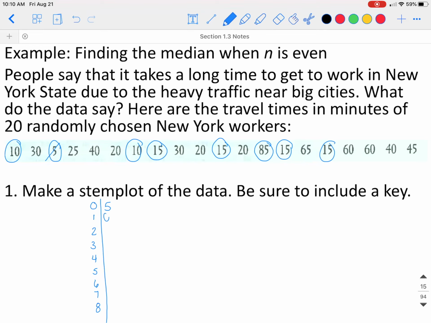So we have 2 tens, and we have 4 15s. In the 20s, we have 3 20s, and we have 25. We have 2 30s.